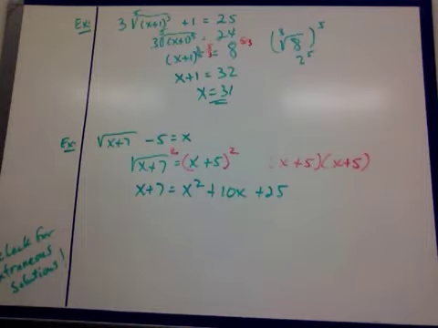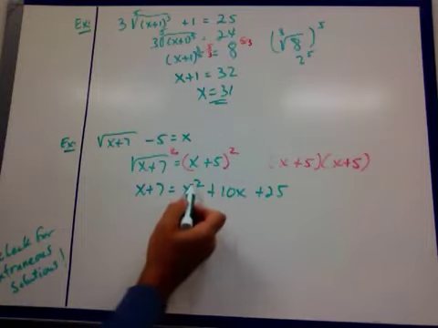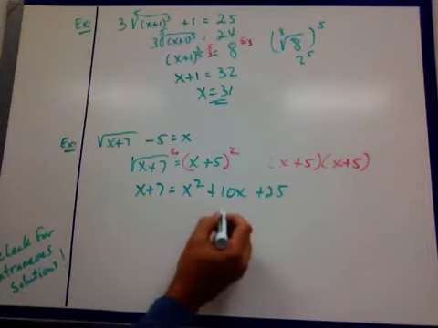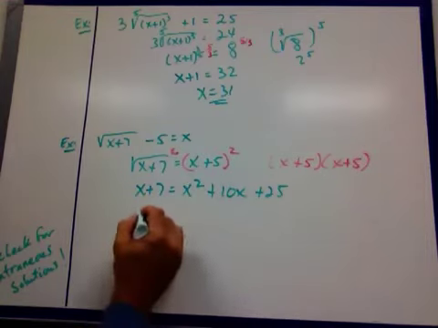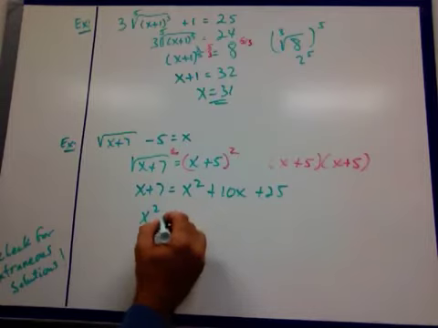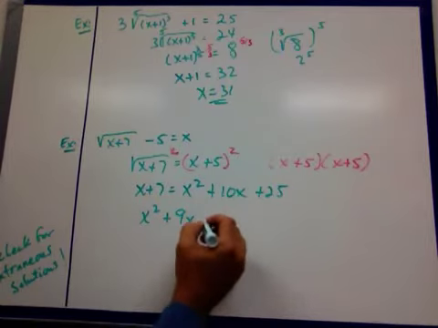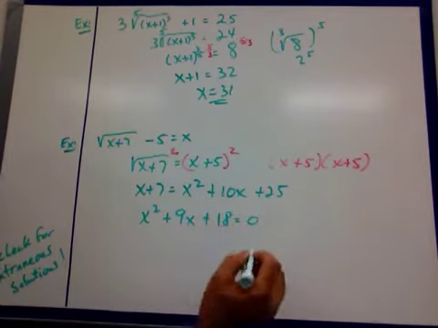Alright, and then go back to solving quadratics. Remember, I want a positive here, so I'm going to leave that here. So I'm going to subtract the x over and subtract the 7 over. When I subtract the x, I get 9x's. When I subtract the 7 over, I get 18.